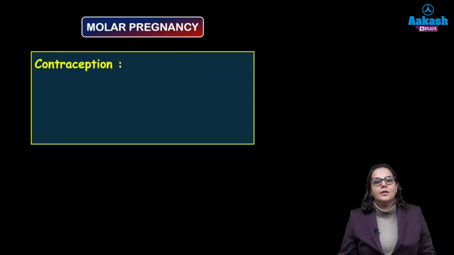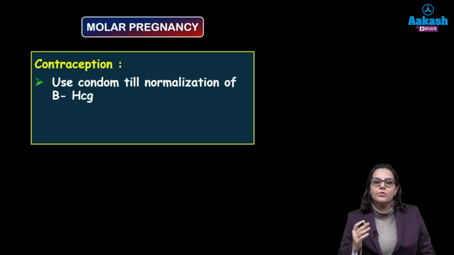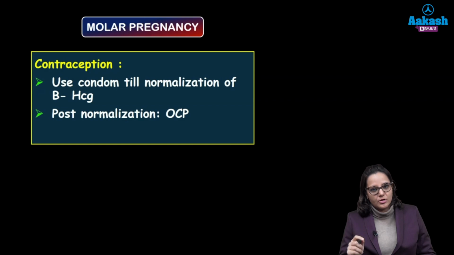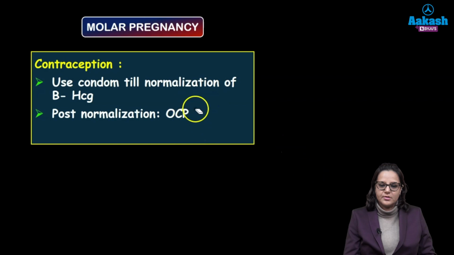Okay. Now what about contraception? Okay, so why is contraception required in these patients? Because just in case these patients get pregnant, the beta HCG is again going to rise high, and it is going to give high false values of beta HCG, and we might not be able to monitor these patients properly. Okay, so we ask patients to use barrier contraception till the beta HCG normalizes. After the beta HCG has normalized, then oral contraceptive pill is the contraception of choice. So this is the contraception of choice.